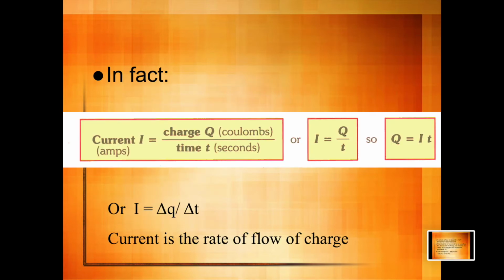So looking a little bit more specifically at how we're measuring current, it's our charge in coulombs divided by our time in seconds. So current is I, and so I equals Q over t. And then the other way to look at that is if you want to know how much charge has gone by, you would take the current times the time. So just a rearrangement of that equation. Either way, the current is the rate of flow of that charge.